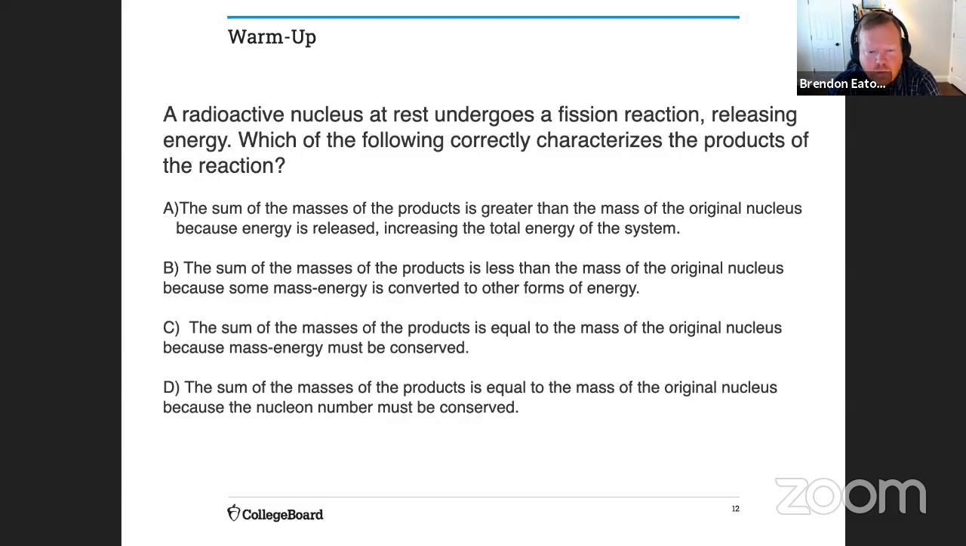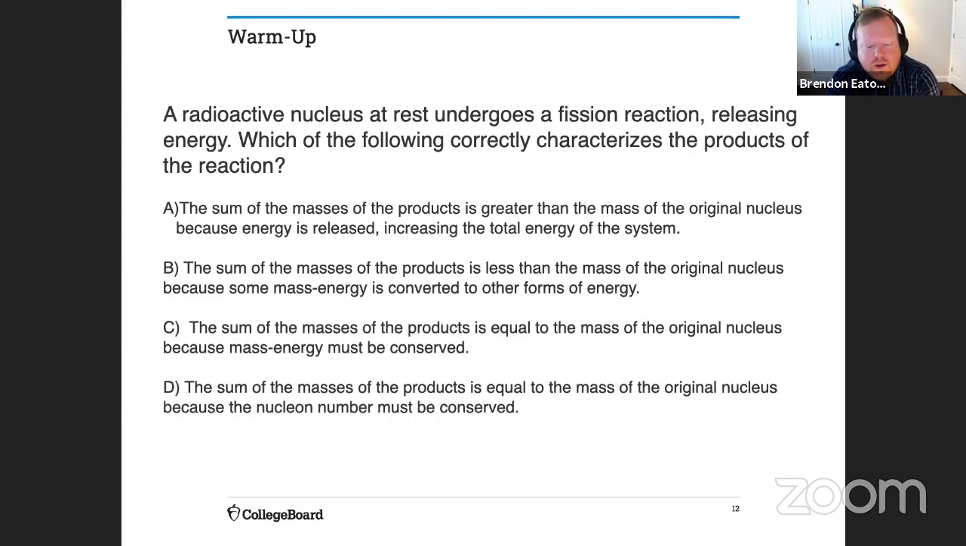So take that down really quick. Sum of the masses of the products is greater than the original, sum of the masses is less than the original, sum of the masses is equal, and sum of the masses is equal. That's A, B, C, D. That's your 4 answer choices broken down into pieces. And there's no way that you probably know this yet, but that's okay.